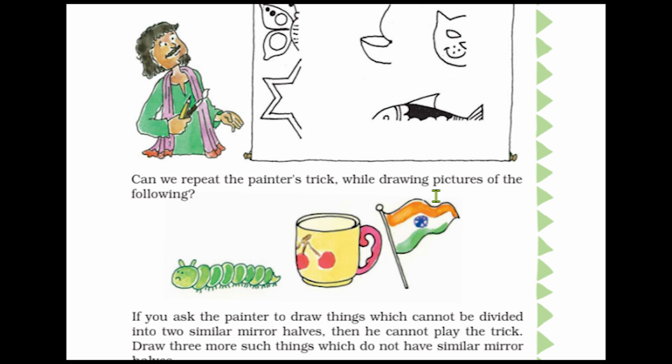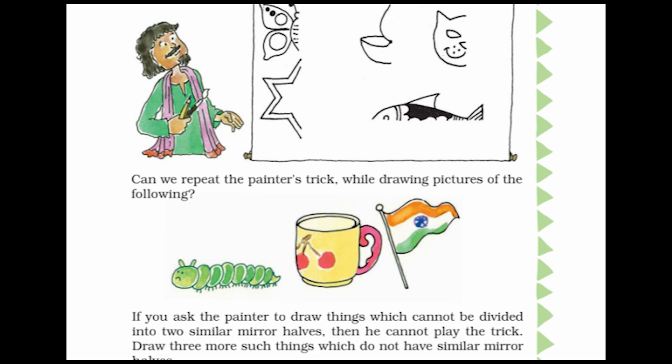Now children, look at these things. Can we repeat the painter's trick while drawing the pictures of the following? This is a caterpillar, this is a cup, and this is a flag. When we cut this into two halves, do we get the same pictures on both sides? No. We cannot apply the painter's trick on these pictures. If you ask the painter to draw things which cannot be divided into similar mirror halves, then he cannot play the trick. Okay? Draw 3 more such things which do not have similar mirror halves.